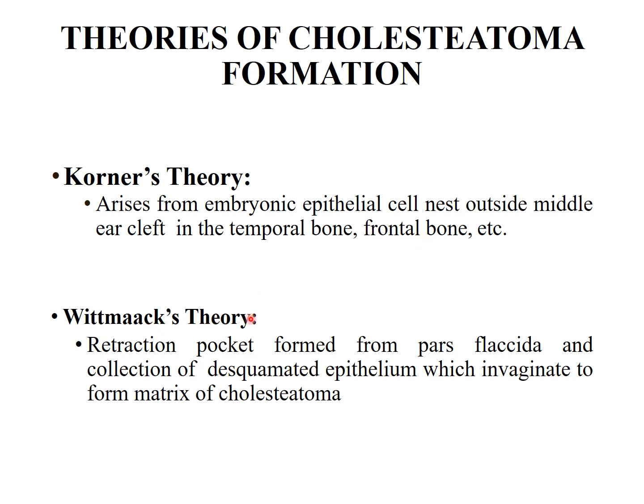Then the Wittmaack theory, the invagination of the tympanic membrane from the attic or the posterior superior part of the pars tensa in the form of retraction pockets. In the retraction pocket, as I already mentioned, the outer surface of the tympanic membrane is lined by stratified squamous epithelium, and once it invaginates, it forms a matrix of cholesteatoma and lays down keratin in that pocket. This pocket is totally closed and becomes a mass in the middle ear cleft behind the pars flaccida.